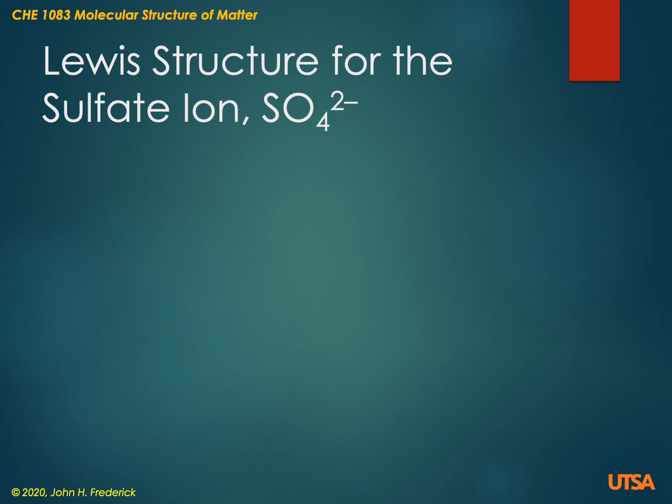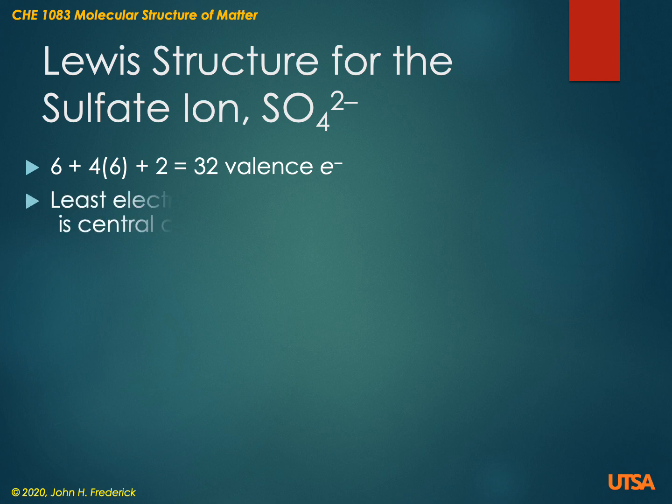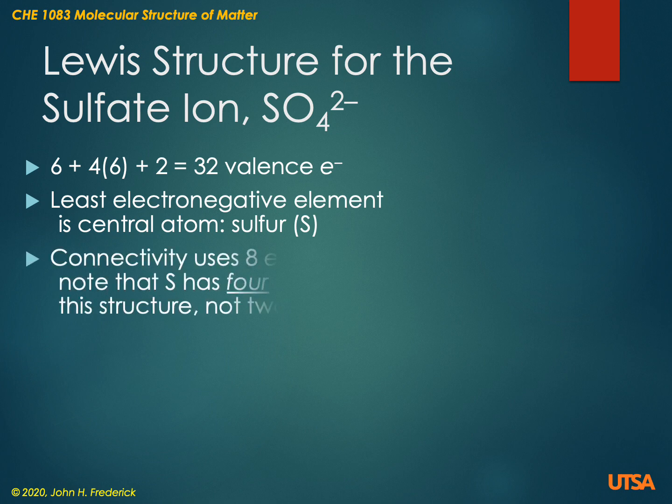Let's start by looking at the sulfate ion. That's SO4 with a 2- charge, so when we count up the electrons we should come up with 32 valence electrons. The least electronegative element is the central atom in this case, and since sulfur and oxygen both form 2 bonds, we can't base it on the one that forms more bonds. So in this case we take the less electronegative element, which is sulfur.